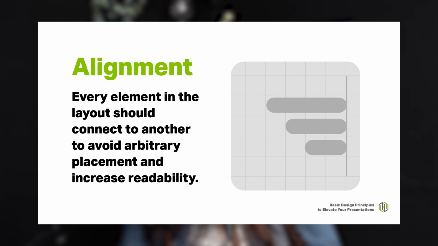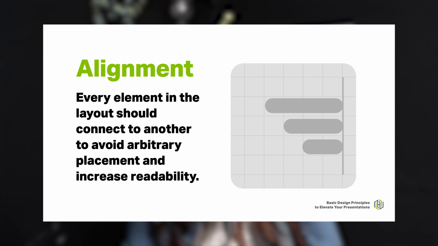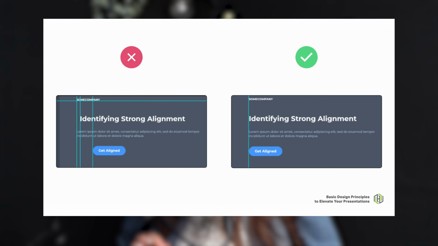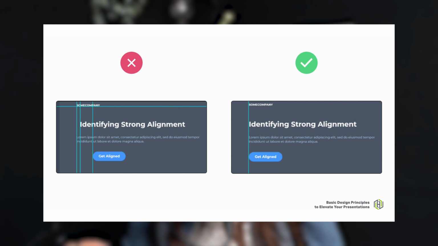So here's what this says. Every element in the layout should connect to another to avoid arbitrary placement and increase readability. This is very, very important, especially if your slide has a little more than normal font or text on it, like it's a legal disclaimer slide. We don't love to read that whole thing, but all of it needs to be on there, sort of thing. So ensure that each piece of your design is connected to another piece of your design in some way.